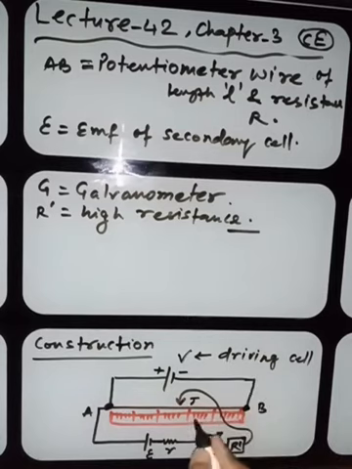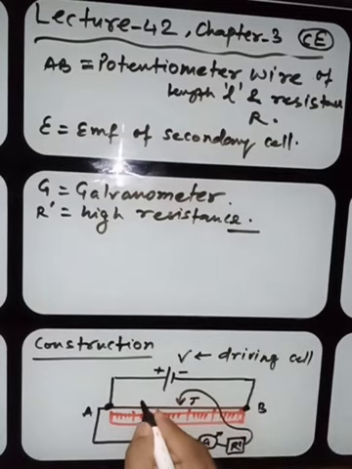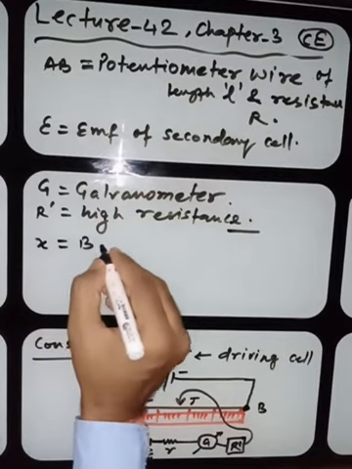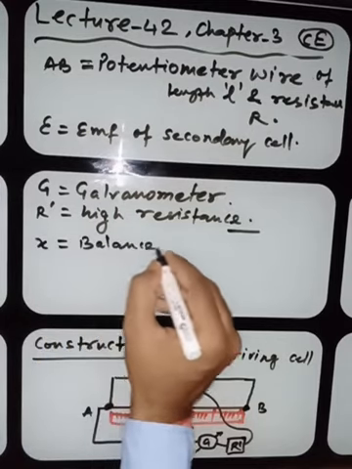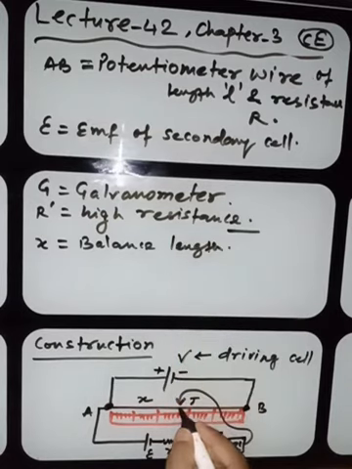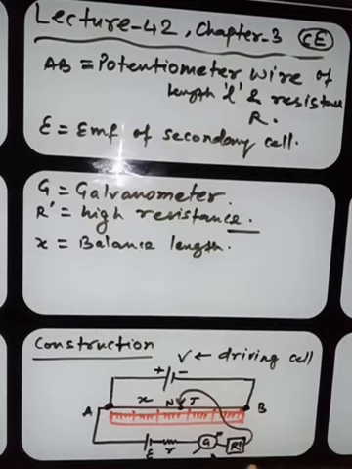So this length from A to J is called the balance length, X. And J is the jockey, but this point is called the null point, where you find Ig is 0, where the current through this galvanometer becomes 0. That point will be considered as the null point.